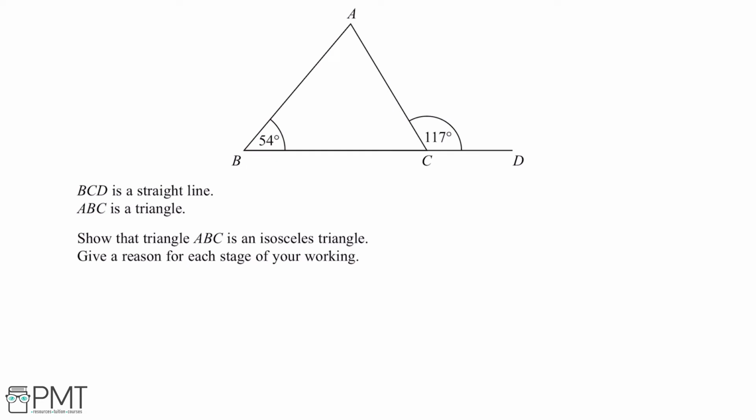BCD is a straight line. ABC is a triangle. Show that triangle ABC is an isosceles triangle. Give a reason for each stage of your working. So the first thing we'll want to know is what an isosceles triangle is. So an isosceles triangle is a triangle with 2 equal angles and 2 equal side lengths.